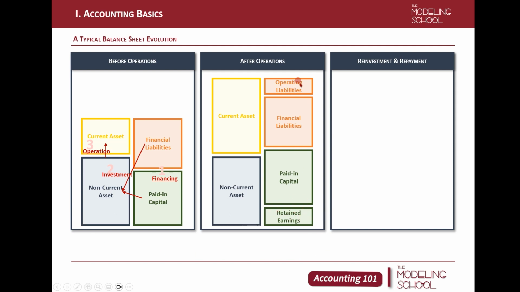We also have operating liabilities, because now the company is doing operations, and liabilities related to daily operations can be generated as well. So typically now it looks like this. And you can see that the current asset portion has increased due to profits made from the business. Now we have a huge load of cash on your current assets side.